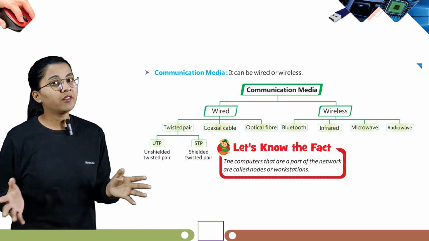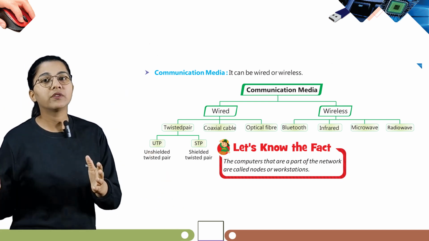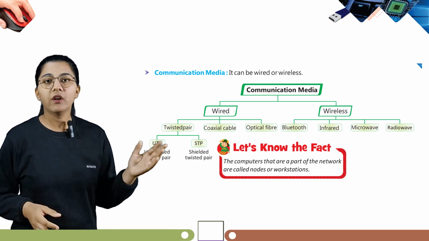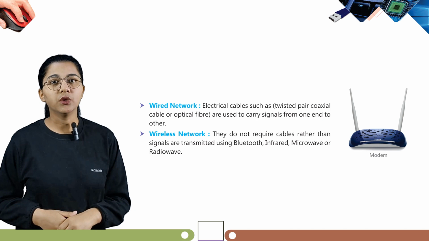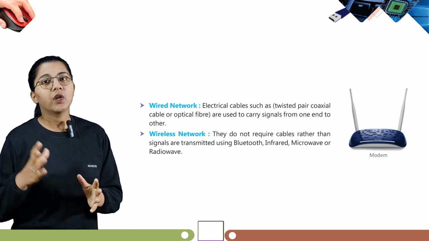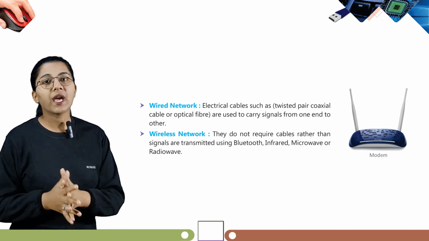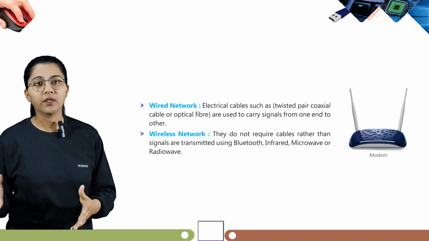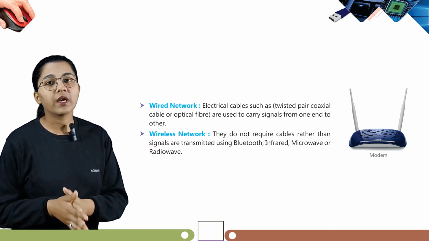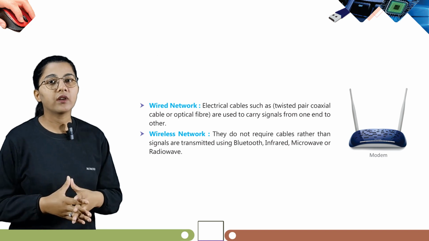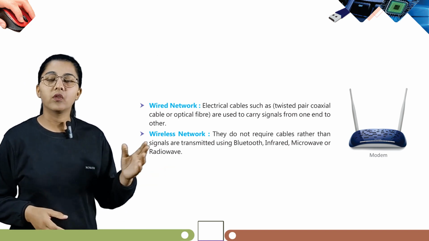Now students, again we have an interesting fact, that is the computers that are a part of the network are called nodes or workstations. Now students, let's learn about wired network. So electrical cables such as twisted pair, coaxial cable or optical fiber are used to carry signals from one end to other. Next we have wireless network. They do not require cables, rather signals are transmitted using Bluetooth, infrared, microwave or radio wave.